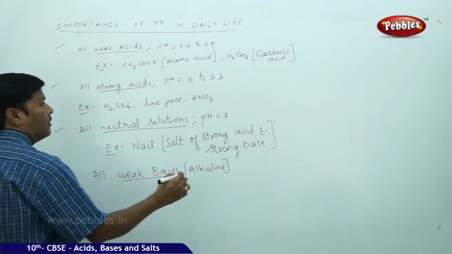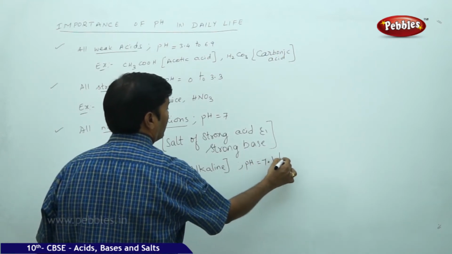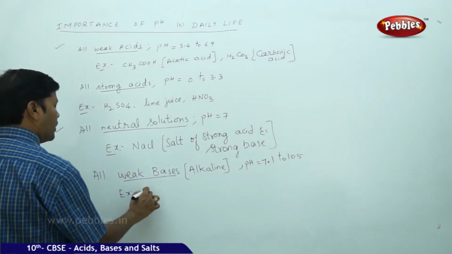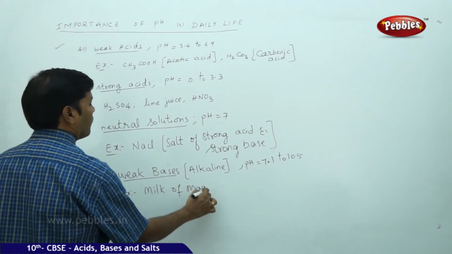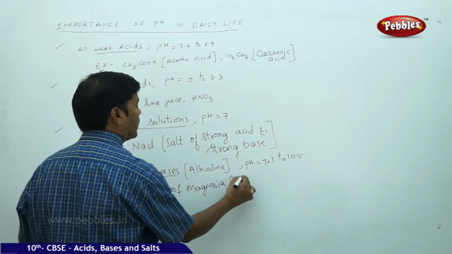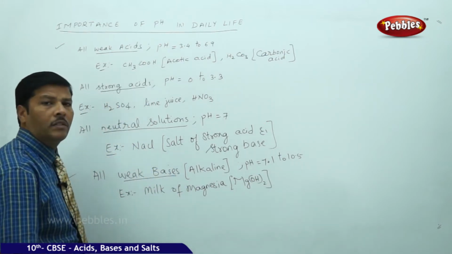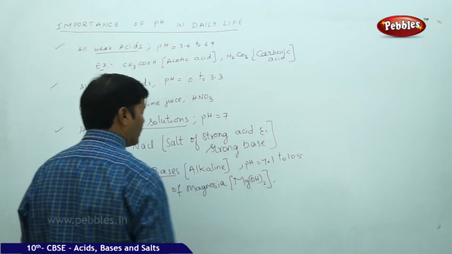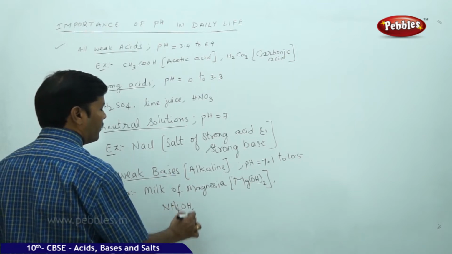If you take them, their pH is from 7.1 to 10.5. Example, milk of magnesia, in bracket magnesium hydroxide. You can take weak bases, means you can take ammonium hydroxide, which is also the best example of a weak base.